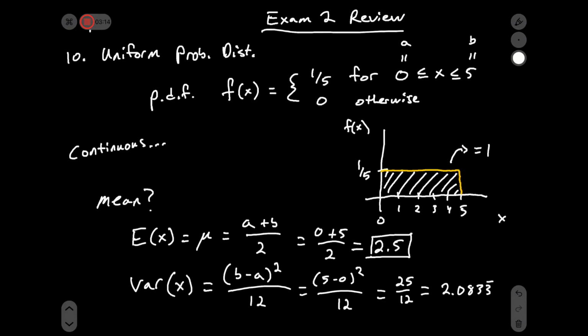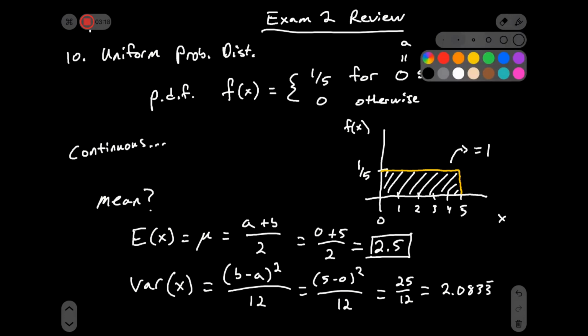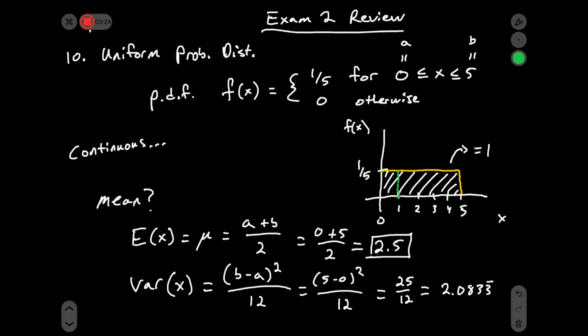Now suppose that we are asked to calculate the probability that x is between 1 and 3 inclusive. And what is this probability? Well, you can probably actually see it quite clearly here if we go back to the graph. We are essentially trying to find the area between 1 and 3.